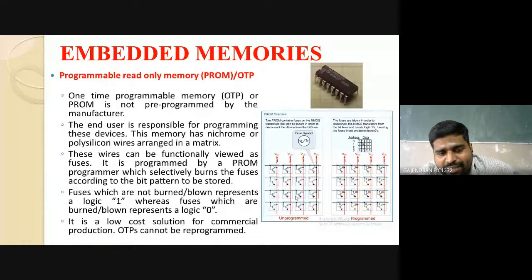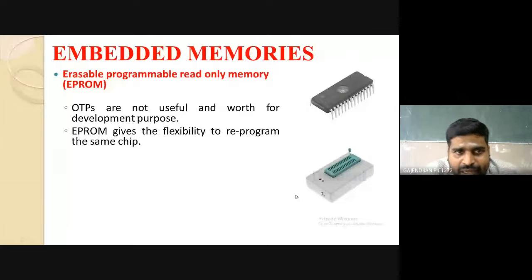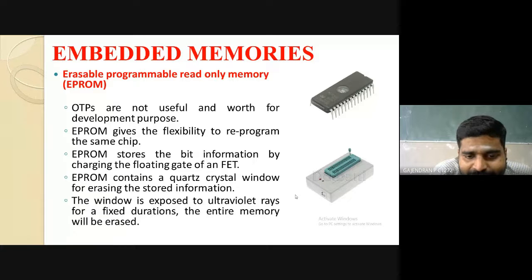Then we introduced erasable programmable read-only memory. Erasable means that by giving some external voltages, you can reprogram your chips. How do they do it? Here you can find one quartz crystal window. By passing UV rays through the window, you can erase the code and again reprogram it. This is one kind of reprogramming technique.